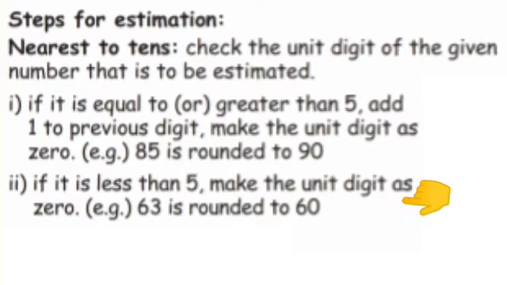Next point, if it is less than 5, make the unit digit as 0. Example, 63 is rounded to 60.